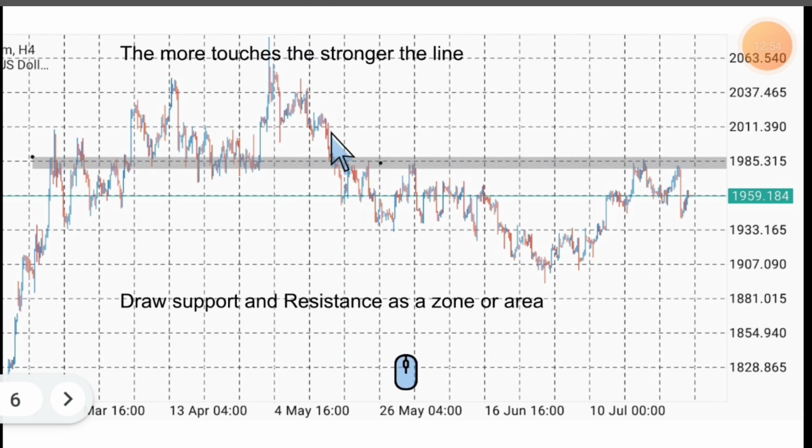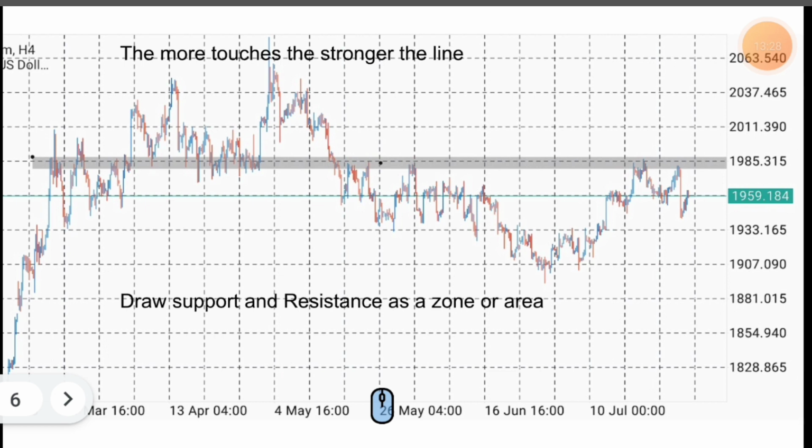When it came here, this is now a support line, right? But when it came here, it broke through and tested it as a resistance. Support becomes resistance. It went down, came back again, tested the line, and pushed downward. So the more the touches, the stronger the line. When it retested it here, it respected this line. Price then broke through and went down.